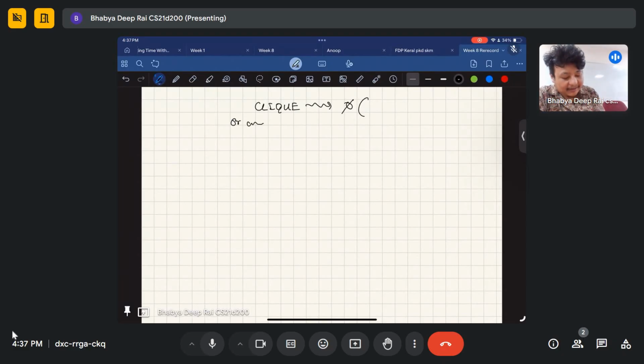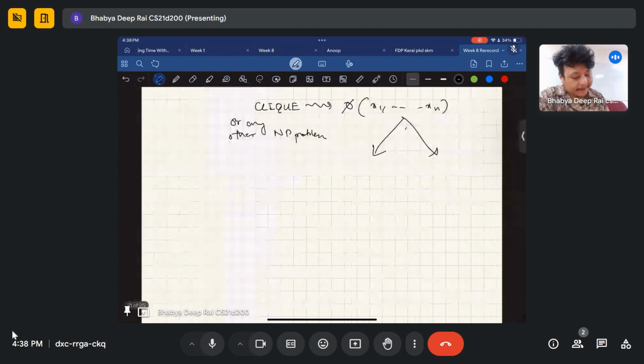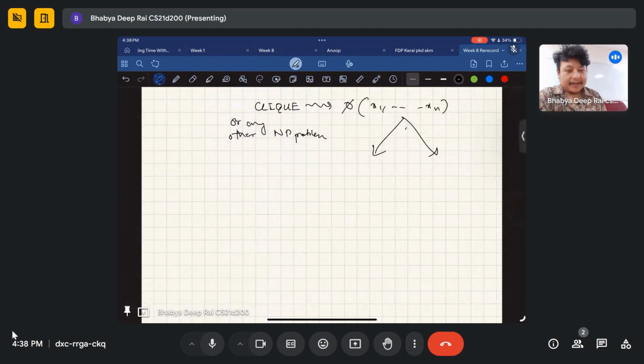Click or any other NP problem can be transformed into Xn. Then what will I do? I have this x1 to xn. Now I have two sets. Now what can I do?